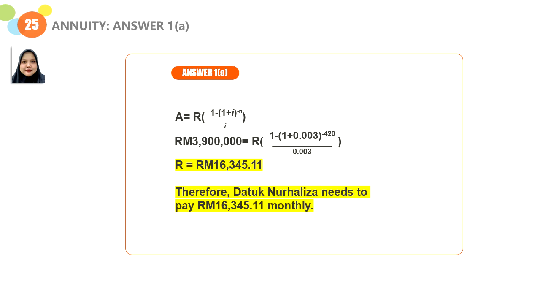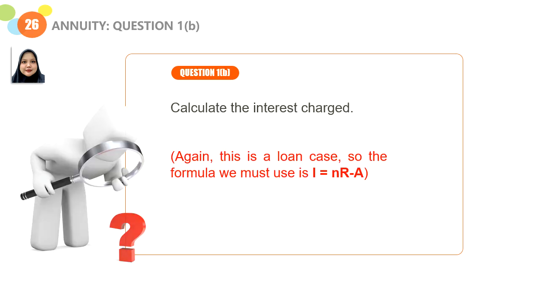Therefore, Datuk Nurhaliza needs to pay 6,345 ringgit and 11 cents every month to pay for the loan over the 35-year period. This monthly payment includes both the principal amount borrowed and the interest charged by the lender. Now, let's calculate the interest charge. Again, this is a loan case, so the formula we must use is I equals NR minus A.